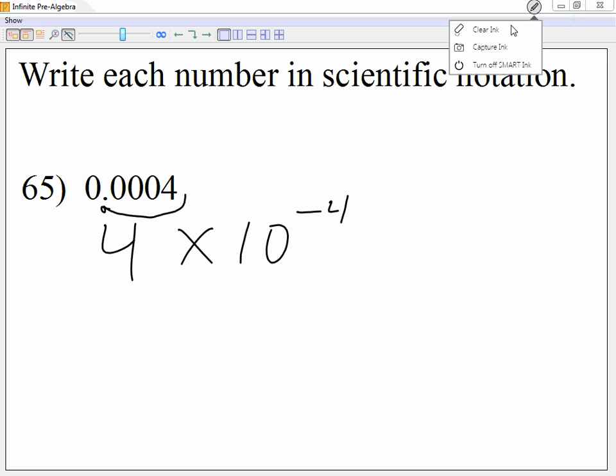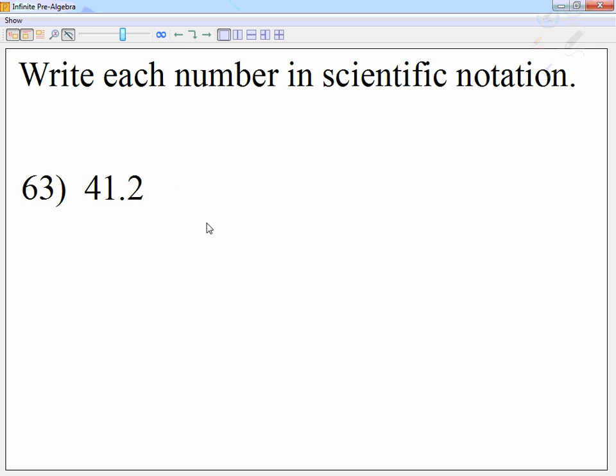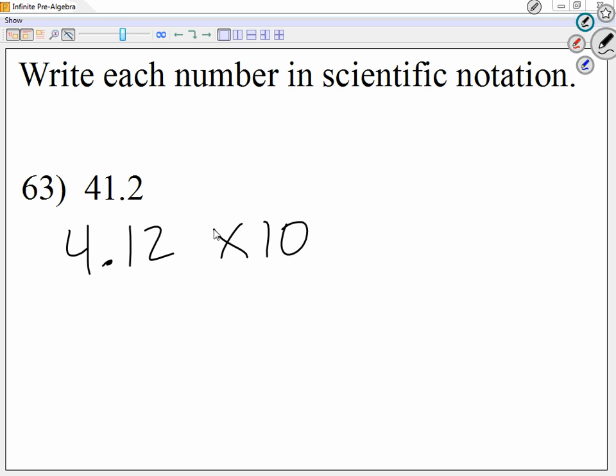63. All right? In order for me to make this between 1 and 10, I'm going to call this 4.12. 4 point something, so 4.12 times 10 to the what? Positive 1. Because notice how I'm beginning between the 4 and the 1, and I have to finish between the 1 and the 2. So 4.12 times 10 to the 1. All right, anything up until 66?